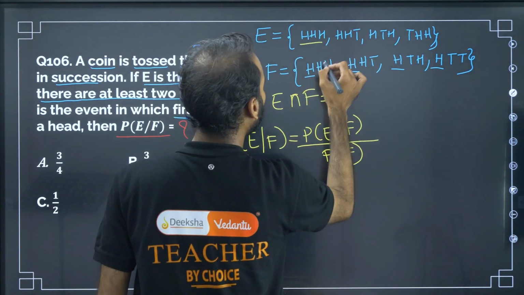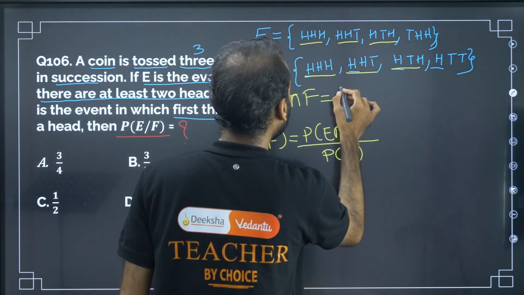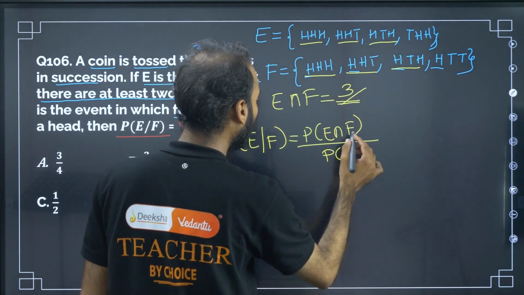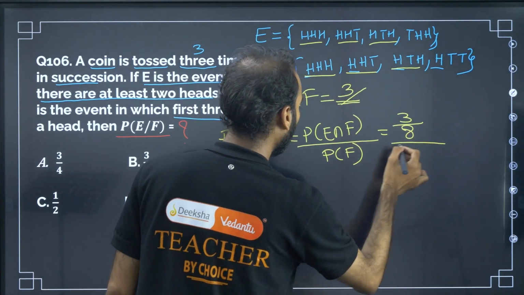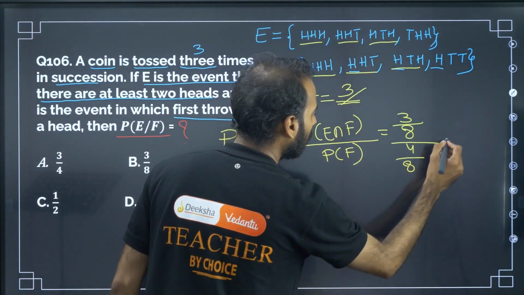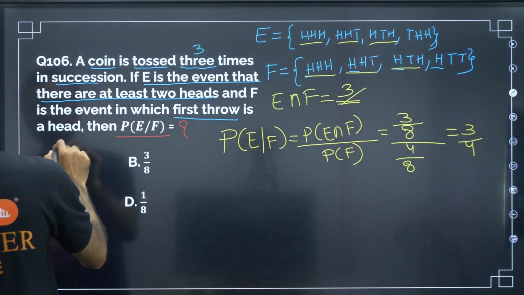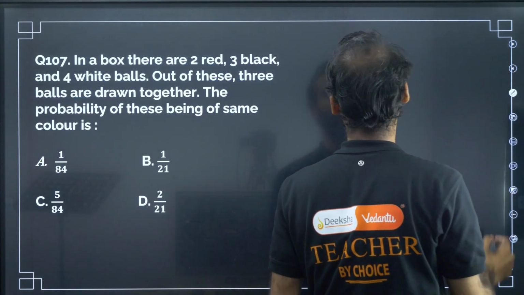This is one common. HHT is also there. HTH is also there. So total 3 things are common out of 8. That means probability of E and F is 3 divided by 8, by probability of F, where 4 things are there out of total 8. So the answer is 3 by 4. Is there any option like 3 by 4? Yes, A is the answer. Moving on to the next question.